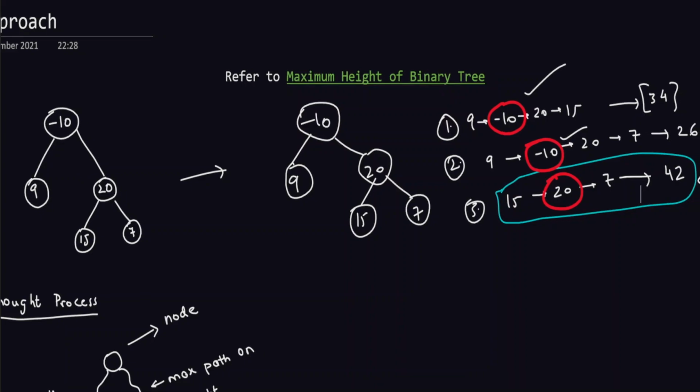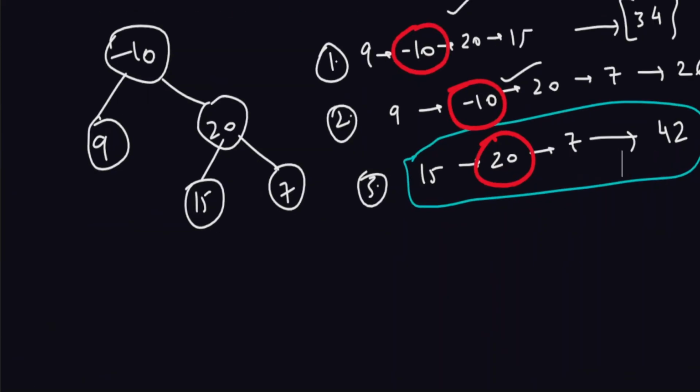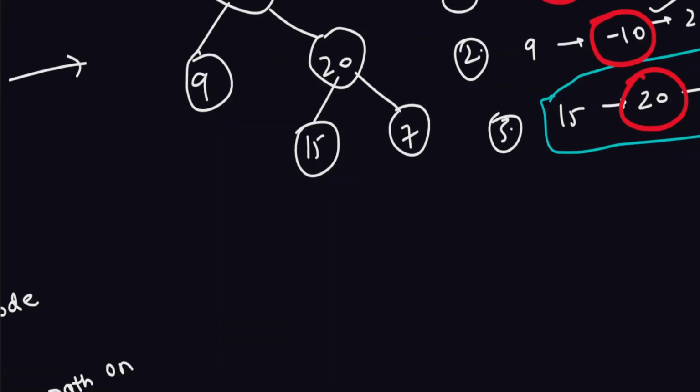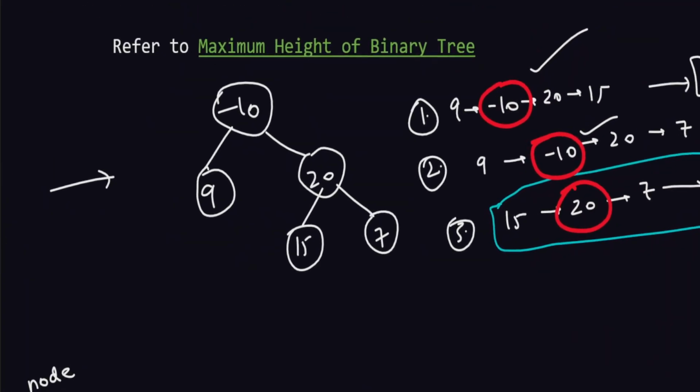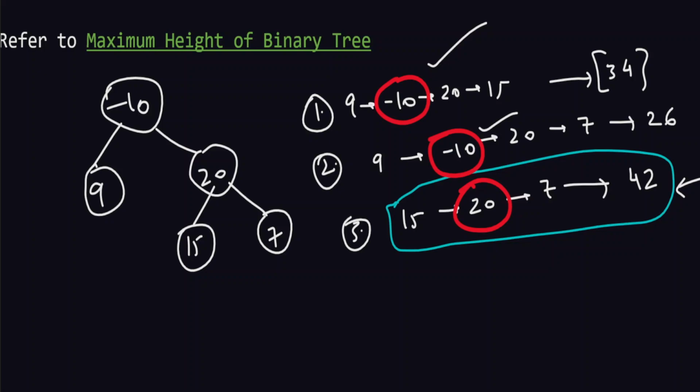Hi guys, today I'll be solving a LeetCode problem, which is the maximum path sum. What we have to do is, for example, we are given this tree, and we have to find the maximum path sum. So what are paths? What are the paths that we can draw in this tree?